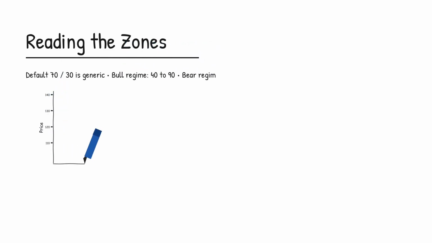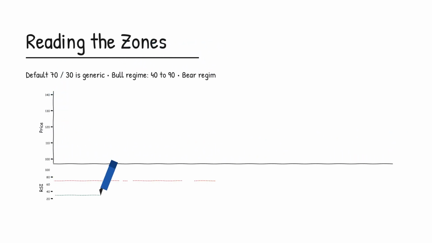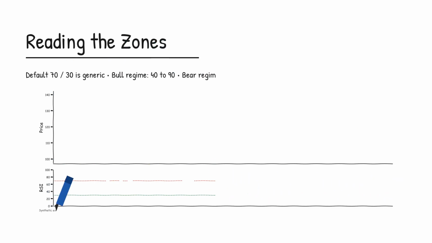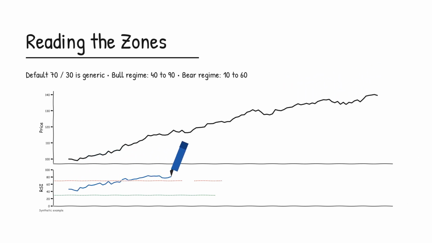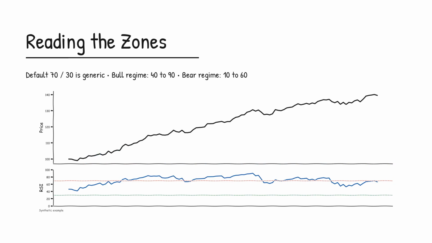Wilder picked them because in a sideways market, those extremes catch reversals, but context matters. In a strong uptrend, RSI can sit between 40 and 90 for weeks. In a downtrend, it rides between 10 and 60. Constance Brown's refinement is critical. Shift your bands to 40 and 80 in bull regimes, 20 and 60 in bear regimes. The zones are dynamic.